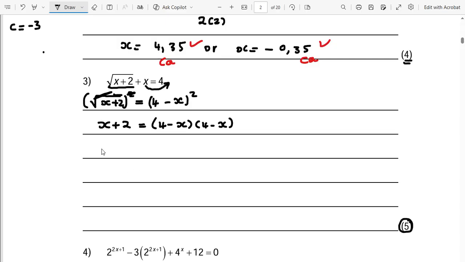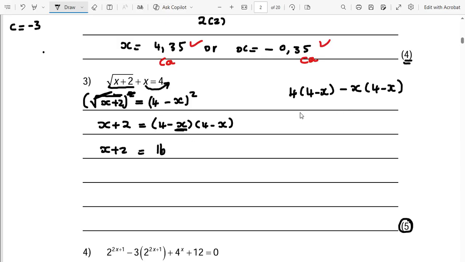So this side, I still have x plus 2. On the other side, I'll have 4 times 4. I'm going to first multiply the second bracket by 4. So this will be 4 times 4, that's 16. Then let's multiply. It's like saying 4 into 4 minus x. Then we're going to multiply with minus x into 4 minus x. So we're going to first multiply the bracket with 4, then you multiply the bracket with minus x.